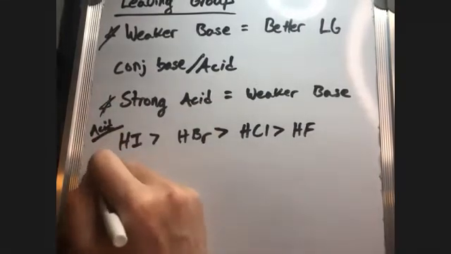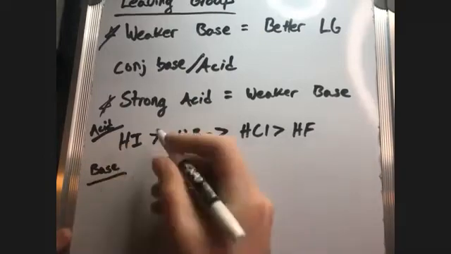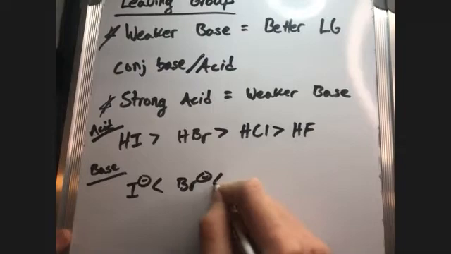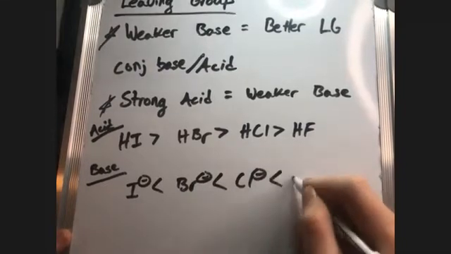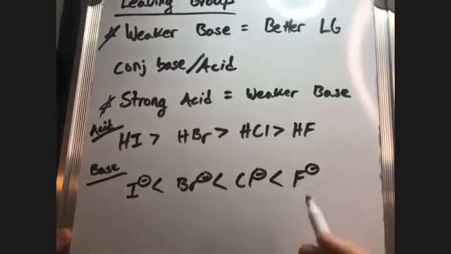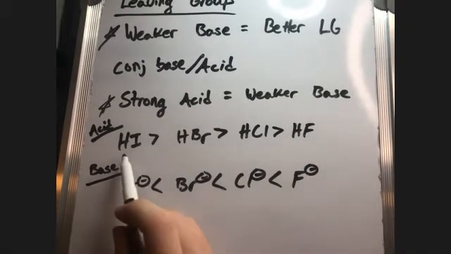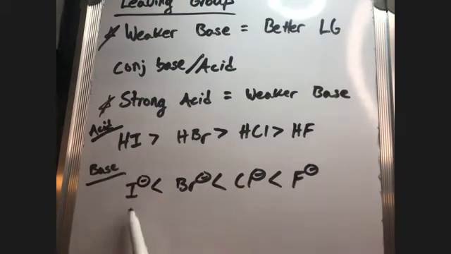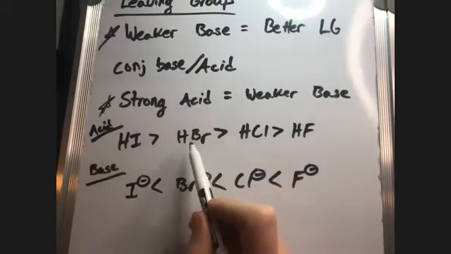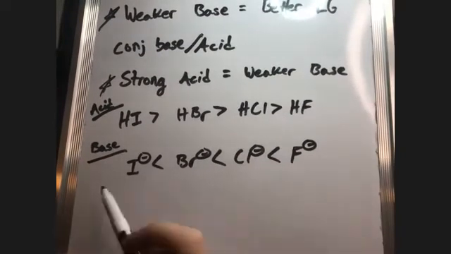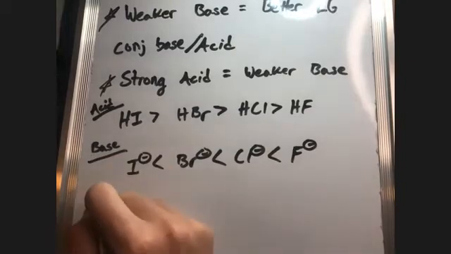So then its conjugate base strength is the reverse. So I minus is a weaker base than Br minus, which is weaker still than chlorine, which is weaker still than fluorine, because this is inversely proportional to the strength here. So if this is really strong, this is very weak. And again, this is now a weaker acid, so stronger conjugate base, weaker acid still, stronger conjugate base, weaker acid still, stronger conjugate base. So now relating this, you can relate directly to leaving group ability.